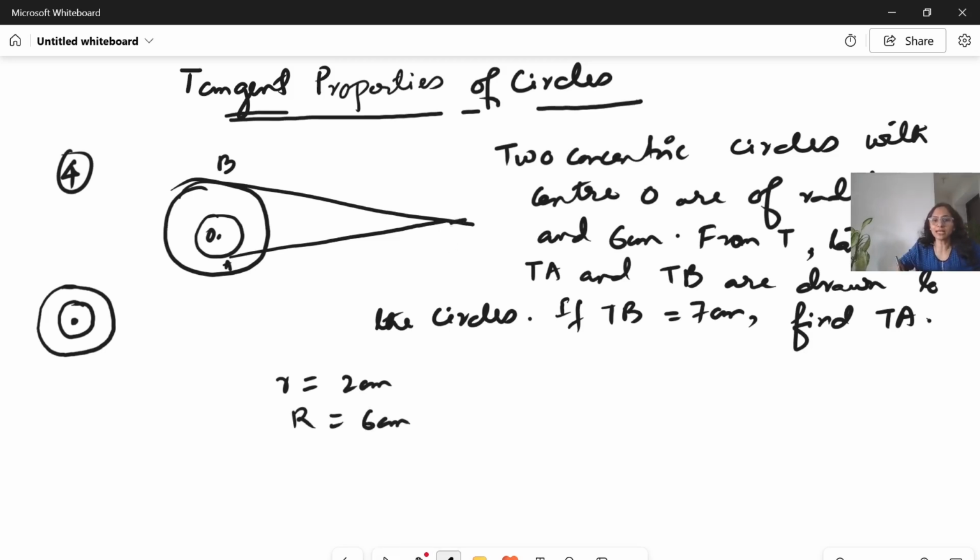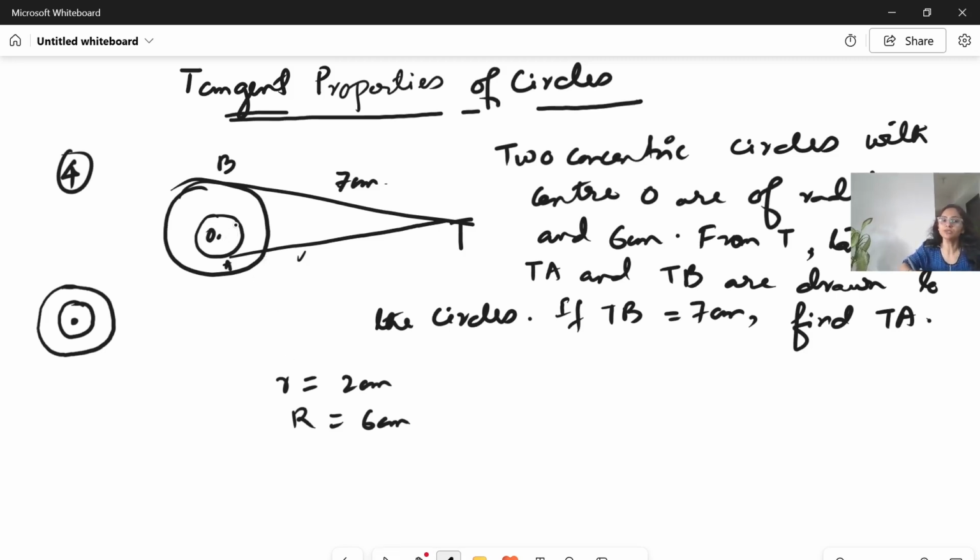From T, so this is actually T. From T, tangents TA and TB are drawn to the circles. We can see TA is the tangent and TB is the tangent. And they have given TB is 7 centimeter. So if I have to find out TA, now if you see, TA and TB are not the tangents to the same circle. So here we cannot say that TA is equal to TB. We have to find them, right? So they have said that TA and TB are drawn to the circles and TB is 7 centimeter. So this is 7 centimeter and we have to find out TA. So let's see how to get TA.